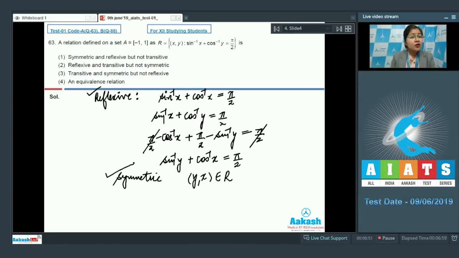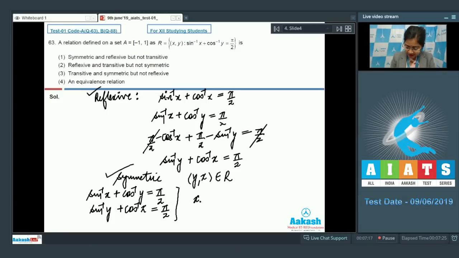Now, talking about transitive. For transitive, let us assume that x comma y belongs to R. So we have sine inverse x plus cos inverse y equal to pi by 2. Also, let's assume that y comma z belongs to R. So we have sine inverse y plus cos inverse z equal to pi by 2. Now, what we have to prove? We have to prove that x comma z should also belong to R.